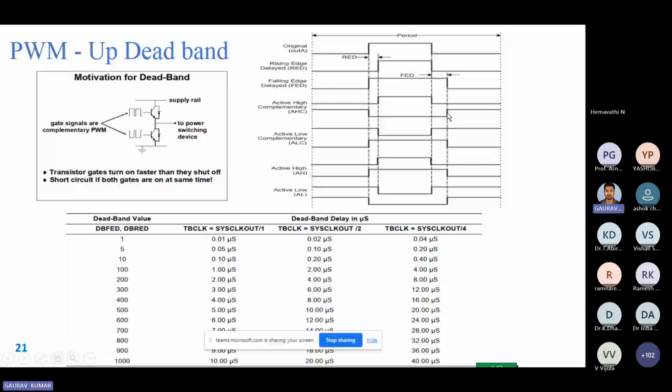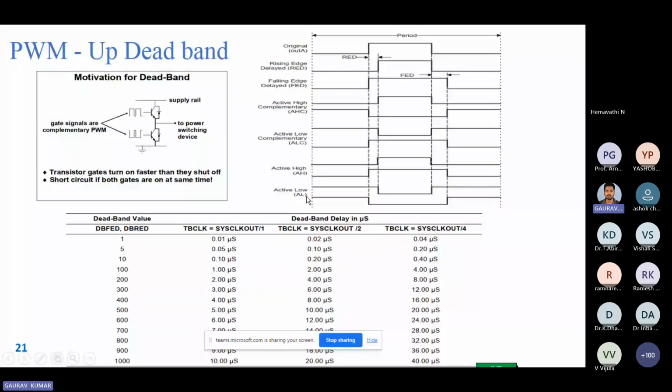Okay. Similarly, when we go for the active low complementary, the original pulse is this, then the higher pulse is like this, and the lower pulse is like this. When we go for the active high, then both pulses would be like this. When we go for the active low, both pulses will be like this. Right? So among these, we can use any modes: active high complementary, active low complementary, active high, and active low. All different modes we can use.